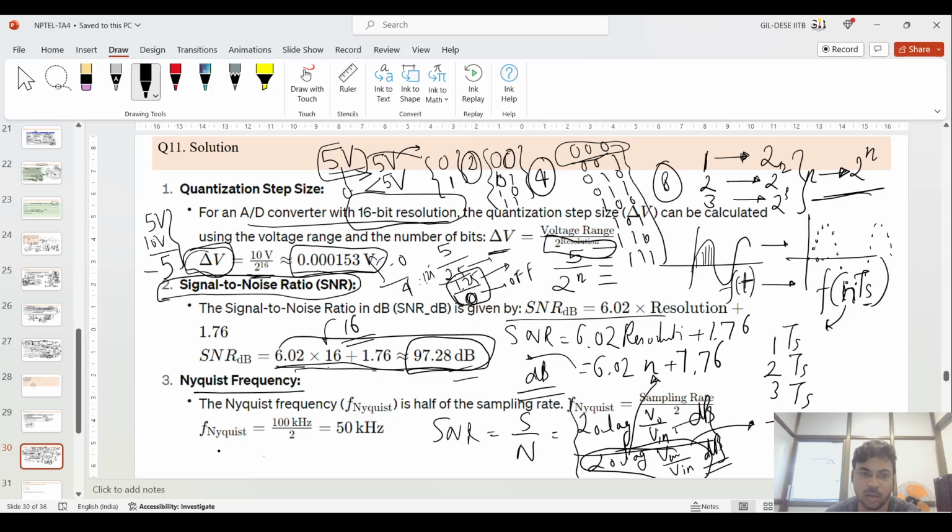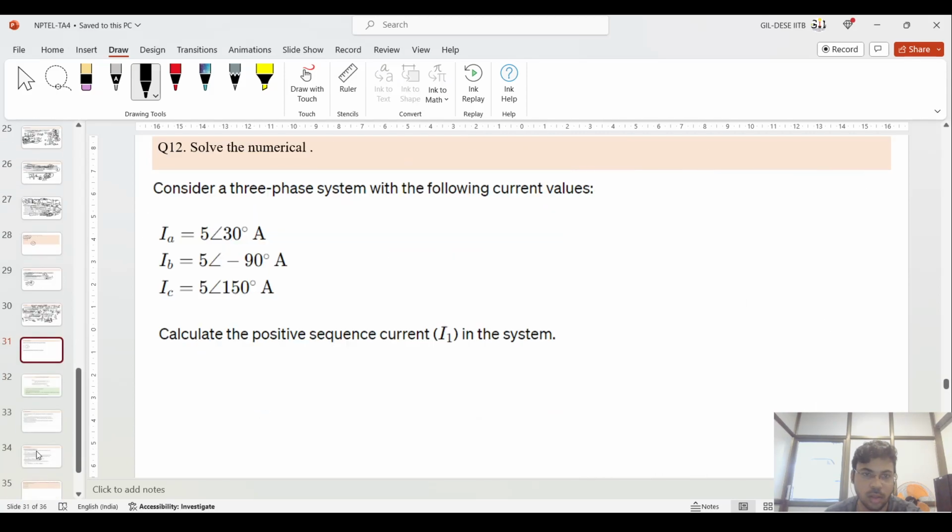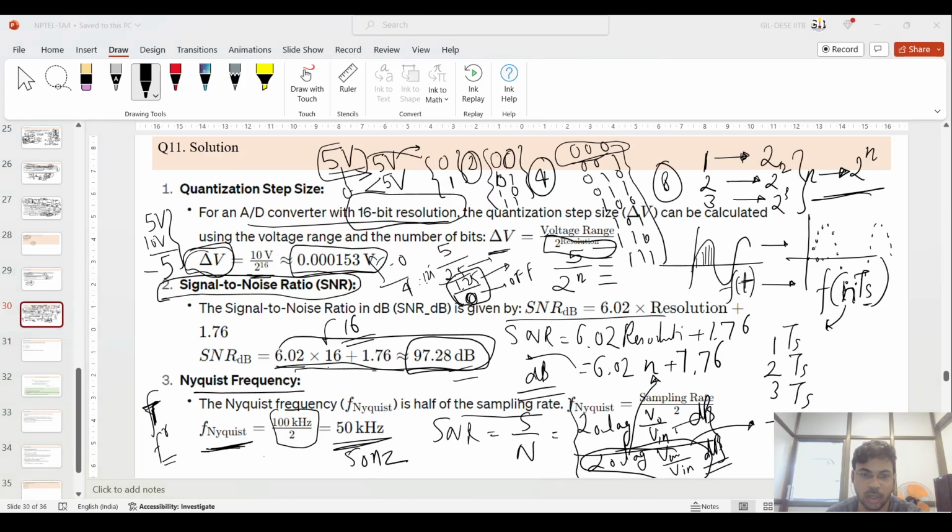And the Nyquist frequency, you all know that the sampling frequency will be 2 times the message frequency. It means the Nyquist rate is this, and the Nyquist frequency is half of this sampling rate, half of this 100 kilohertz, that is 50 kilohertz. That is the solution.